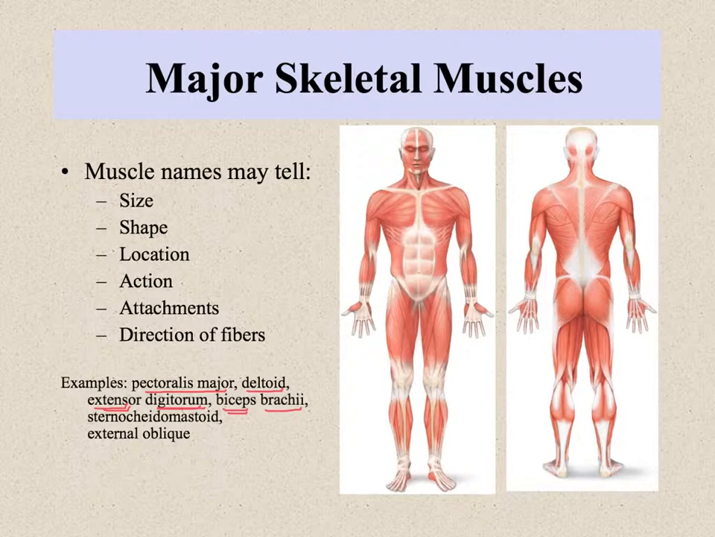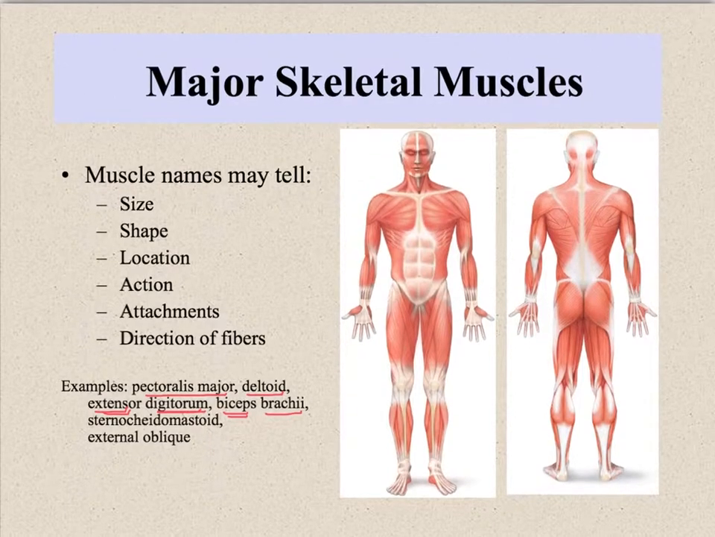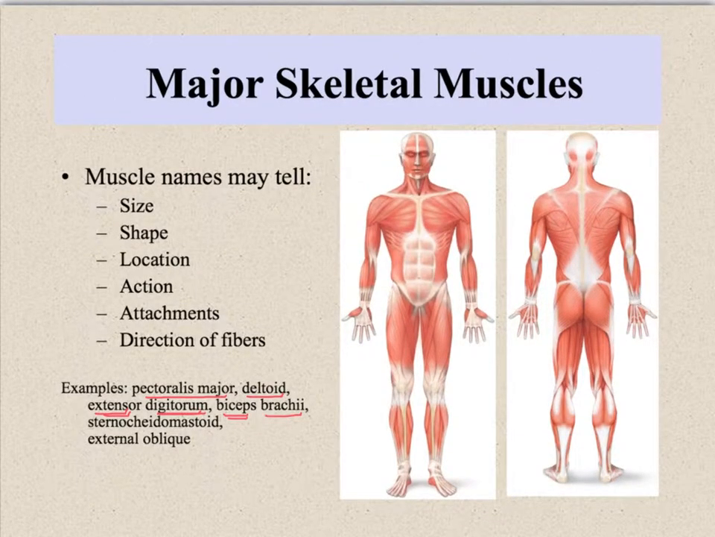I see a spelling mistake I didn't catch. This should be an L here, not an H. But the sternocleidomastoid muscle is telling you that it goes from your sternum to your clavicle to the mastoid process, and we're going to see that one in a minute. And then external obliques are muscles that are to the outside. They're external, and their muscle fibers run in a slant, in an oblique direction.